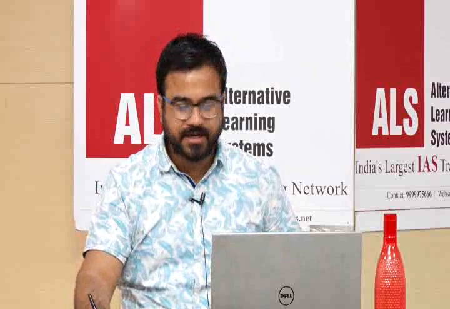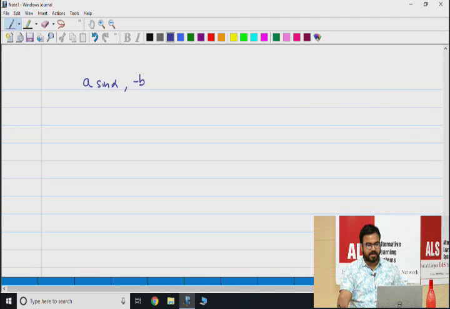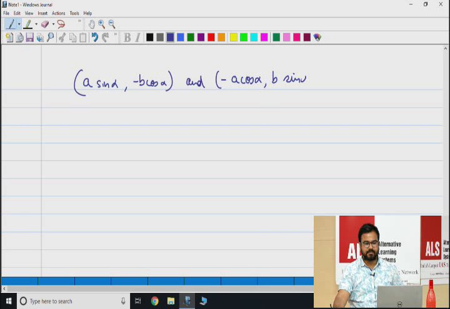So the question is like a sin alpha minus b cos alpha. This is one of the coordinates, and minus a cos alpha, b sin alpha. We have to find the distance between these two. This is the doubt of one of the students from Shillong. So a sin alpha minus b cos alpha and minus a cos alpha, b sin alpha.